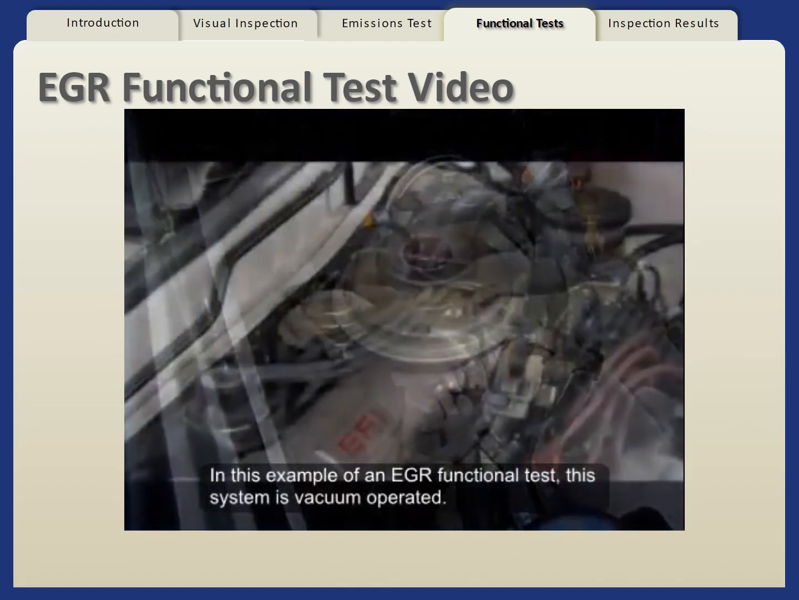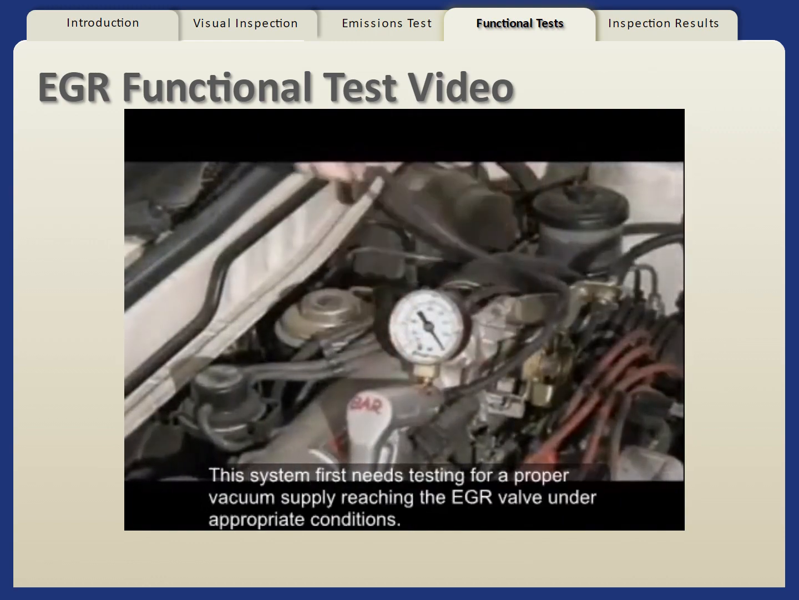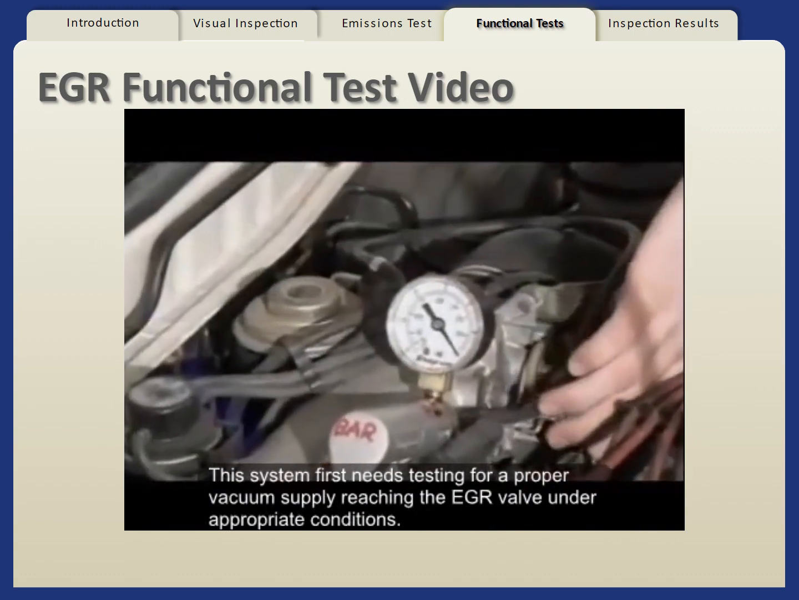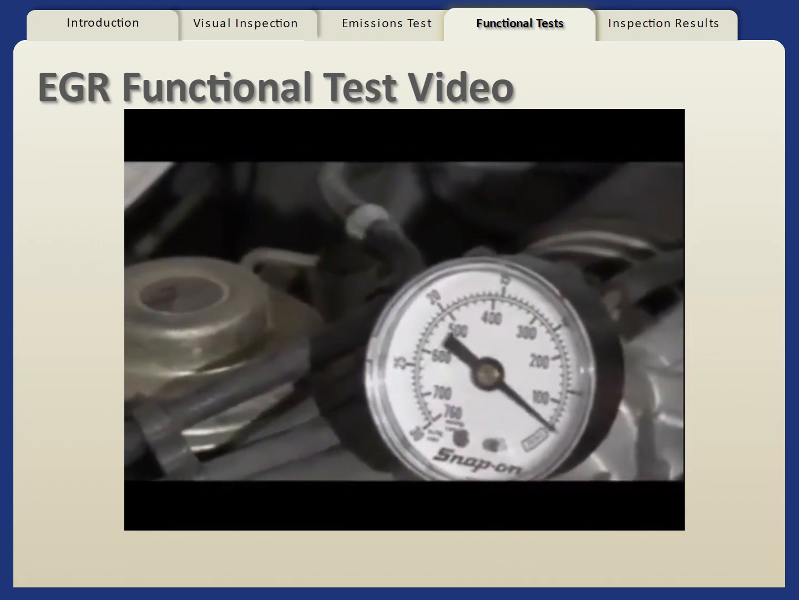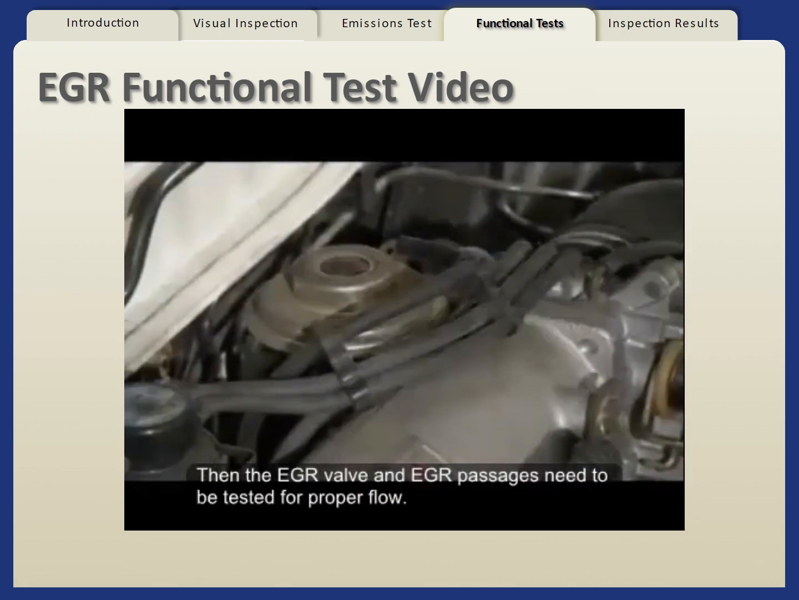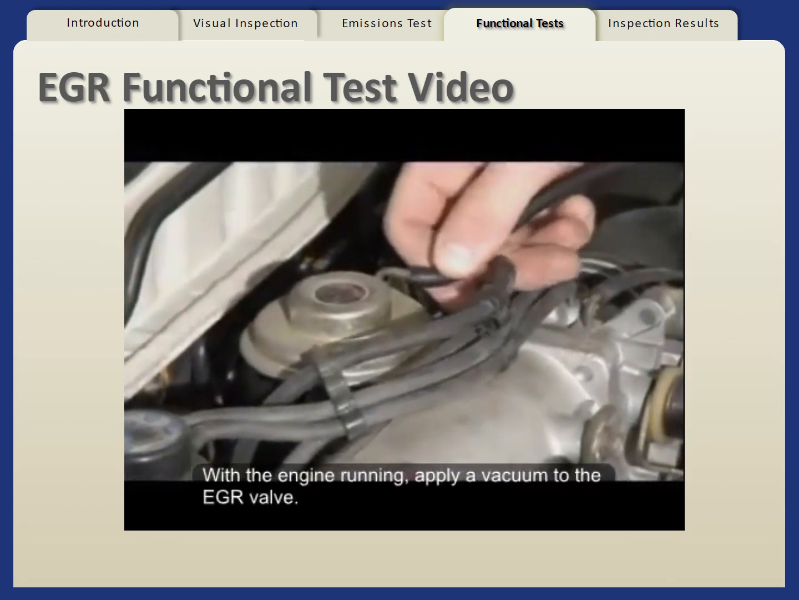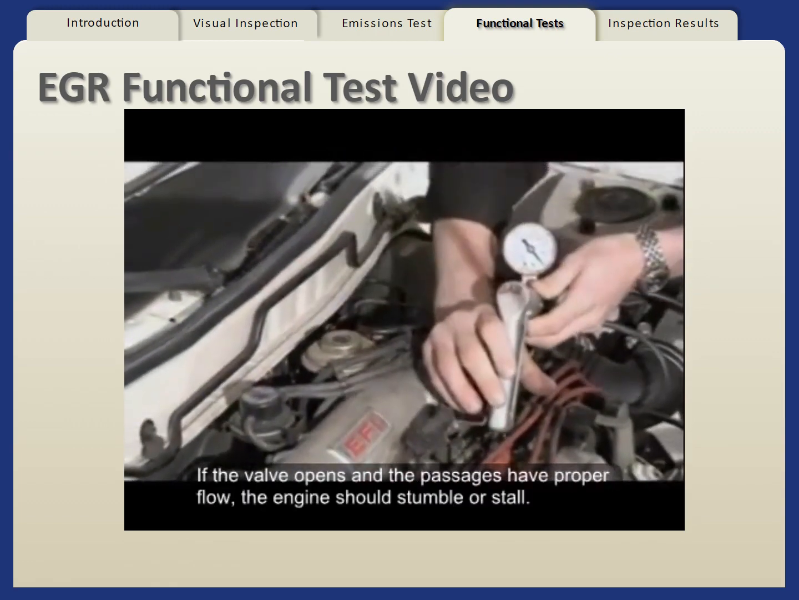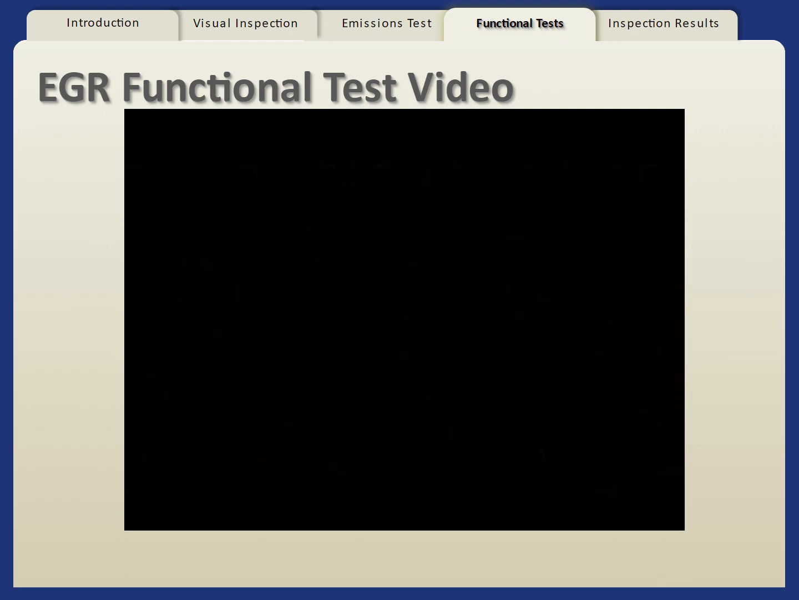In this example of an EGR functional test, this system is vacuum operated. The system first needs testing for a proper vacuum supply reaching the EGR valve under appropriate conditions. Then the EGR valve and EGR passages need to be tested for proper flow. With the engine running, apply a vacuum to the EGR valve. If the valve opens and the passages have proper flow, the engine should stumble or stall.